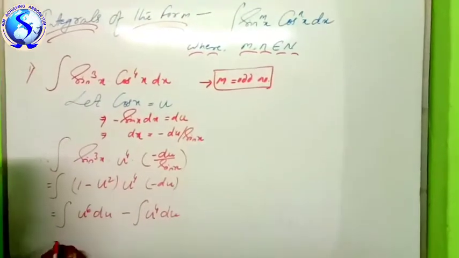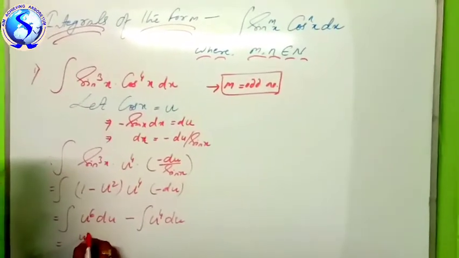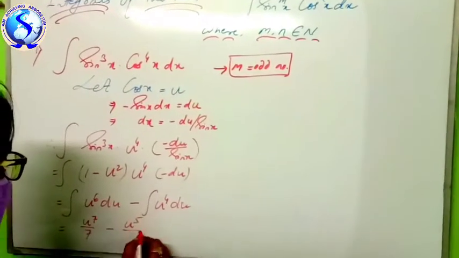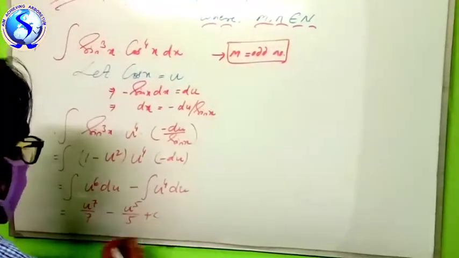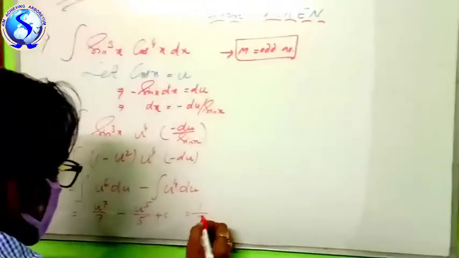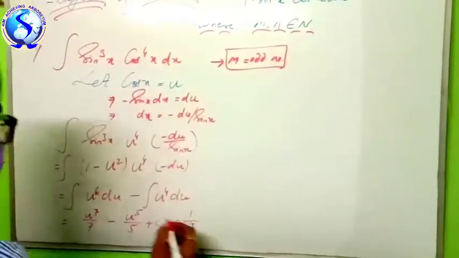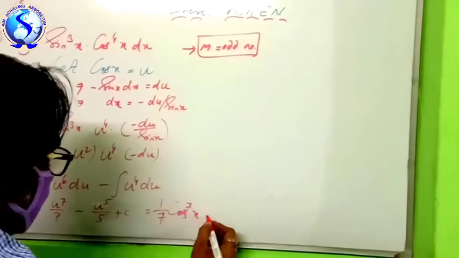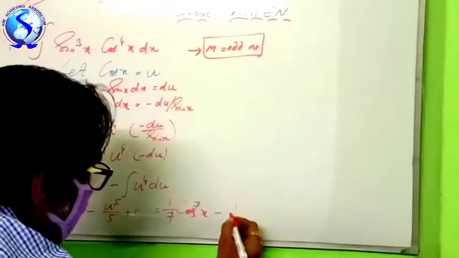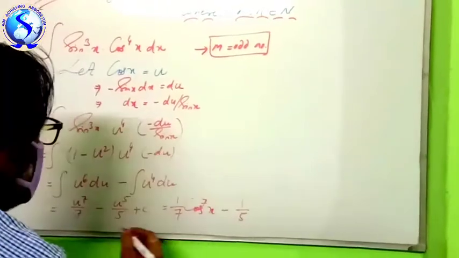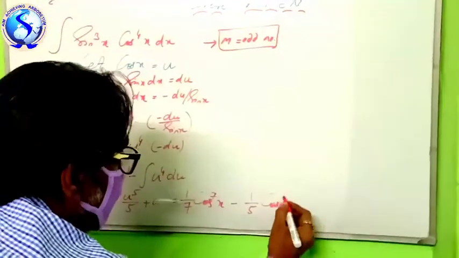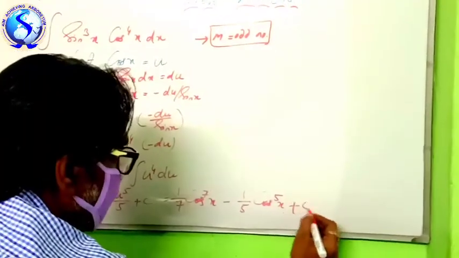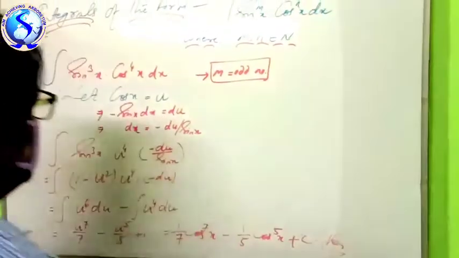Okay. So what is the integration of u to the 6? That will be u to the power 7 by 7 minus u to the power 5 by 5 plus c. Final answer will be 1 by 7, what is u? That is cos x, meaning cos to the power 7 x, minus 1 by 5 cos to the power 5 x plus c, the integration constant, and this is the answer of number 1.